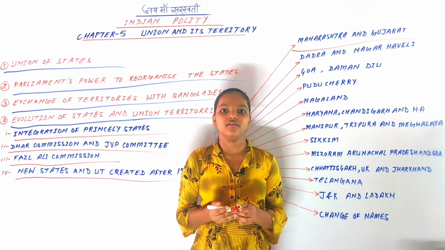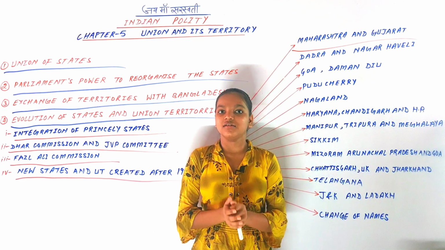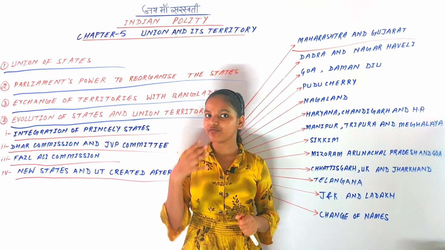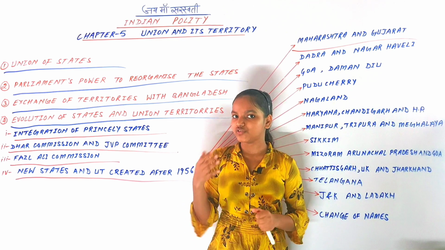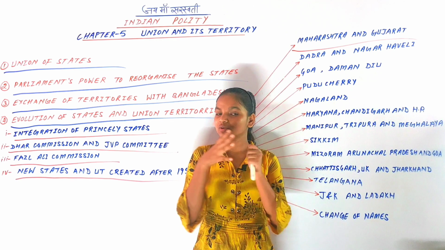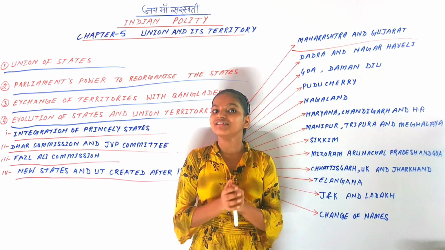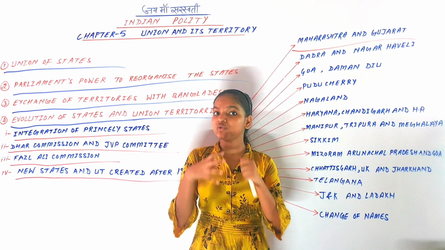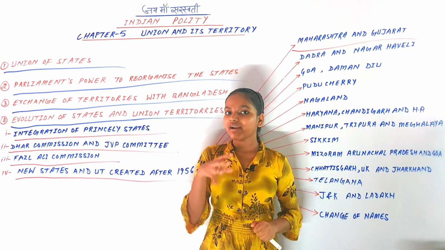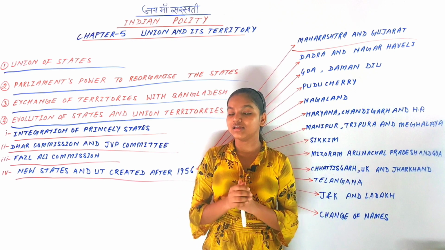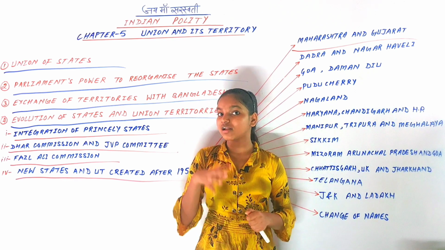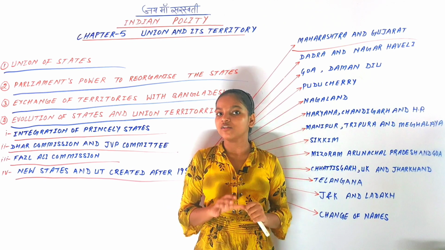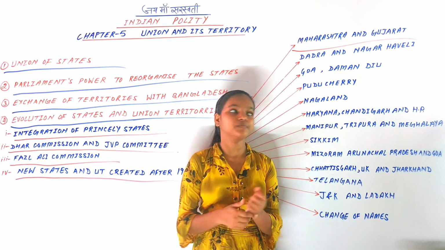Maharashtra and Gujarat. In 1960, the state of Bombay was bifurcated into two states, Maharashtra and Gujarat, and Gujarat subsequently became the 15th state of the Indian Union. Maharashtra was for Marathi speaking people, and Gujarat for Gujarati speaking people.